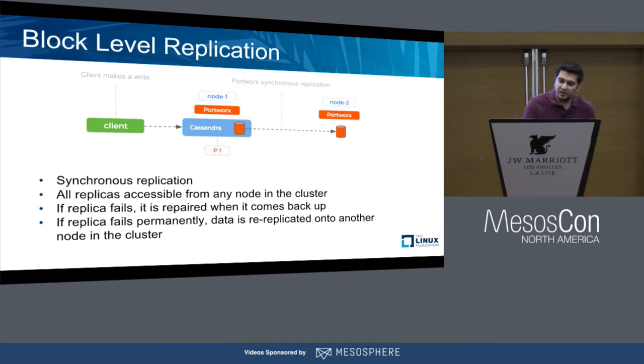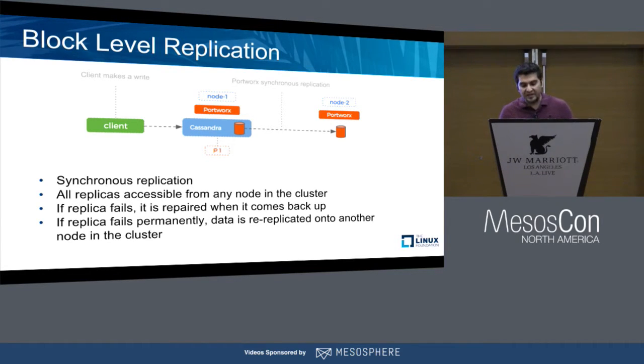So the block level layer replication performed by Portworx is synchronous. So all the replicas will always have the same data. This ensures that your application is always able to come up on another node in case one of the nodes where your data is placed crashes.